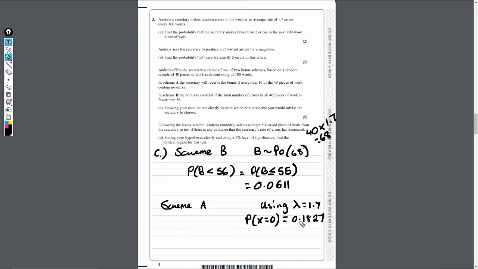But because we want a proportion of the 40, so we're looking at more than 10 of the 40 pieces of work containing no error, we've now got to model this using a binomial distribution, okay? So we need binomial.